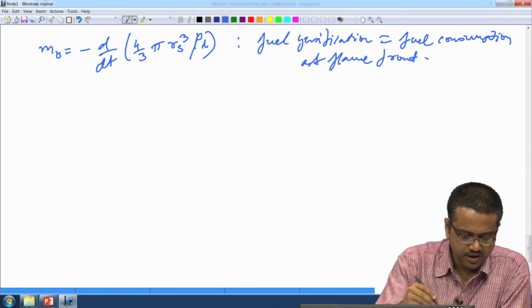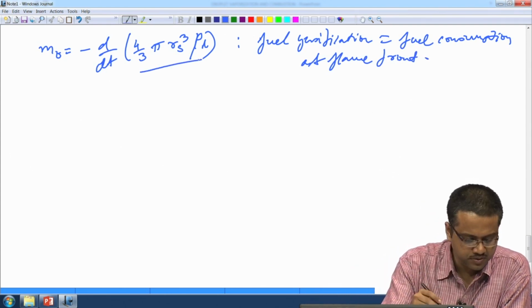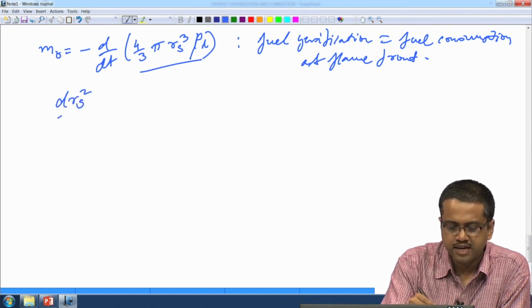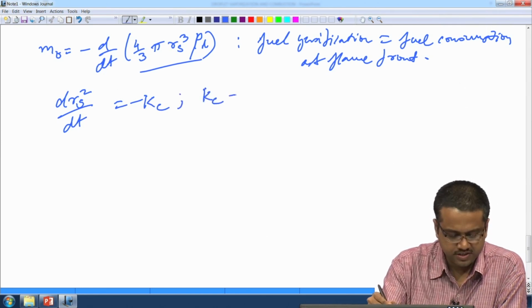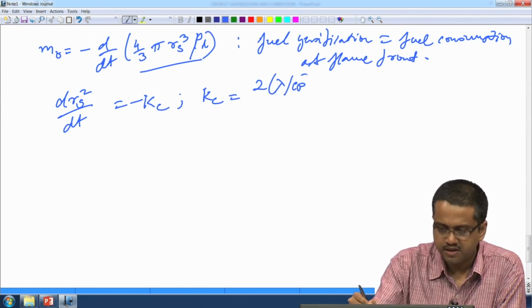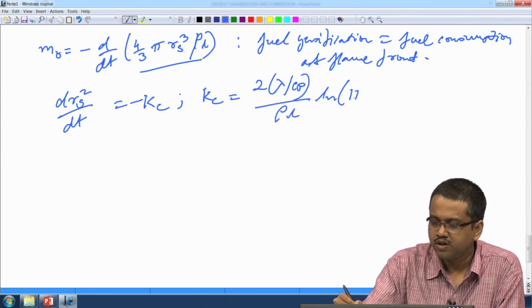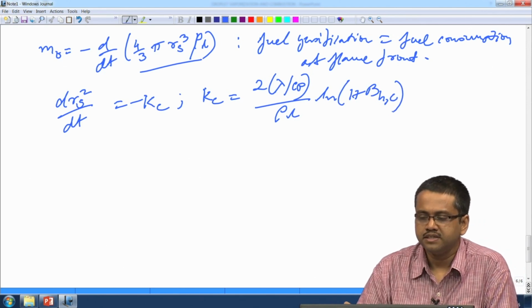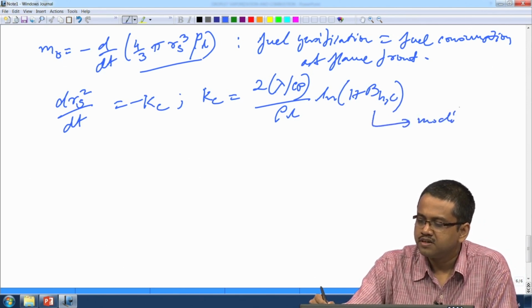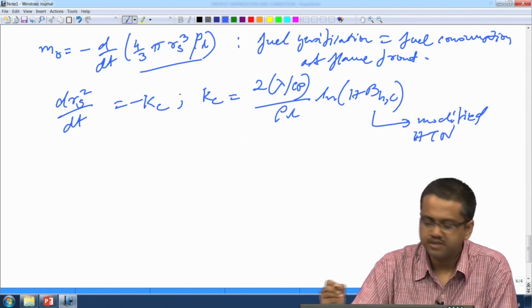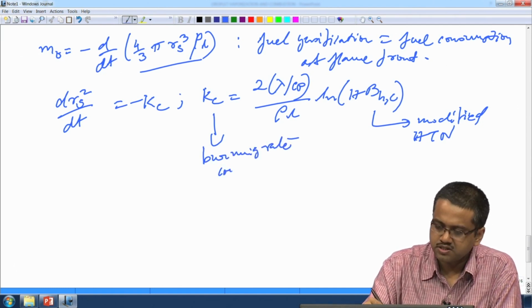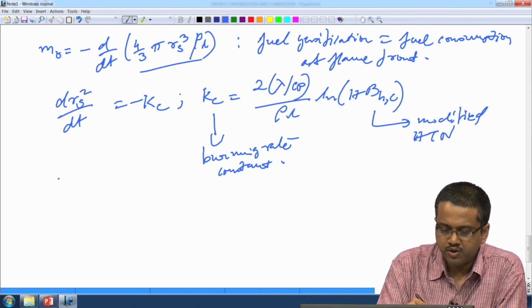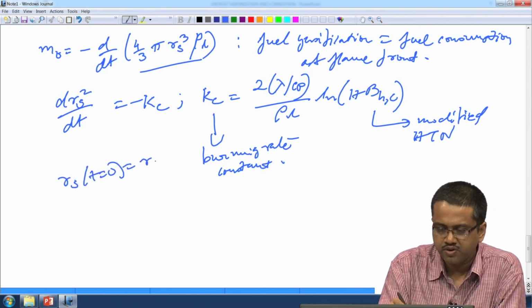Got it. So, now if you equate this expression with the previous one that we wrote for mc, this will give you dRs square by dt equal to minus Kc. Kc is equal to 2 lambda by Cp by rho L times ln 1 plus Bhc. You can recall this is the modified heat transfer number, HTN. So, usually this is the burning rate and it is constant. And we also have Rs at t equal to 0 is equal to Rs 0.